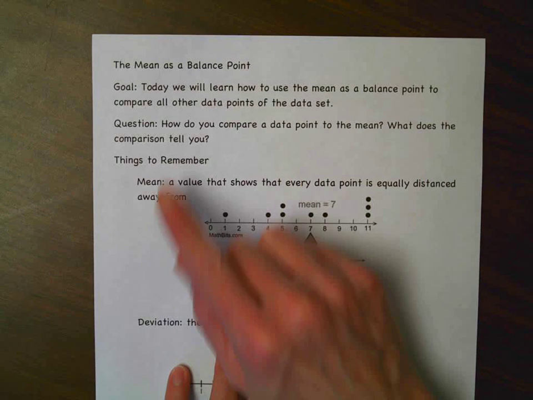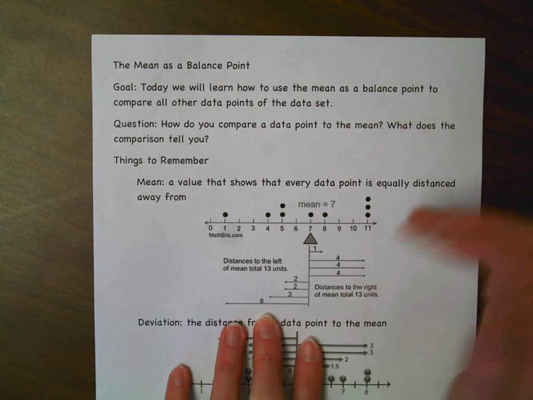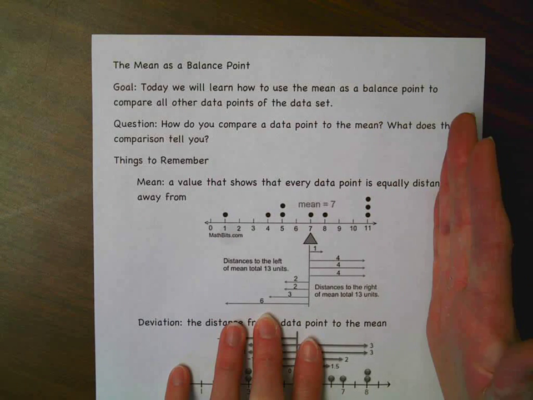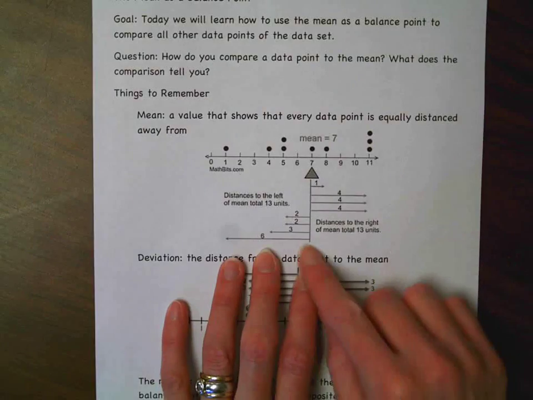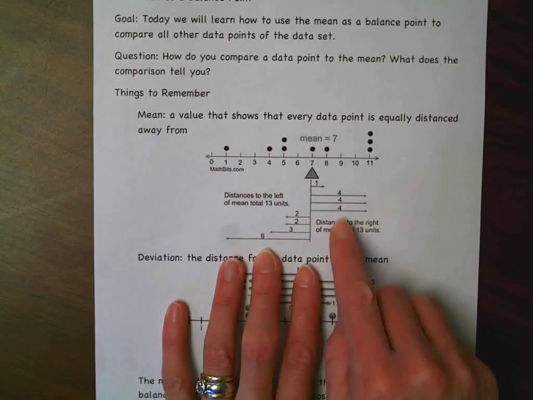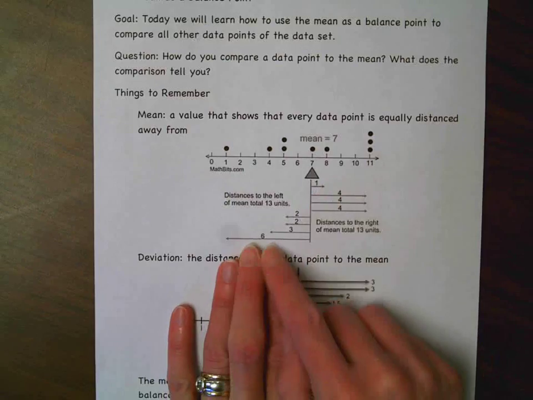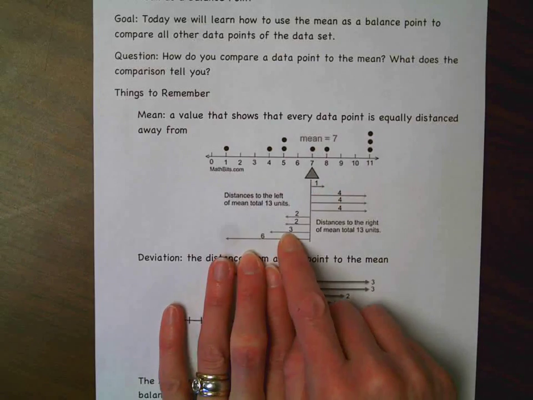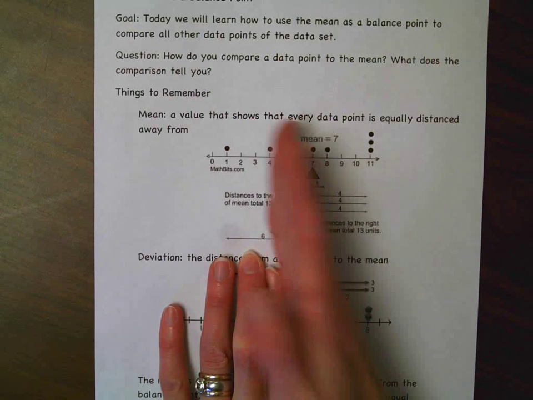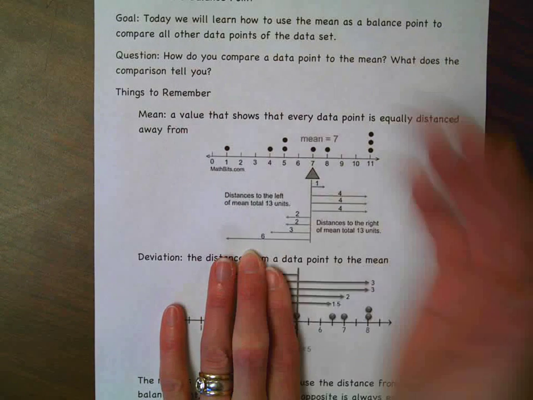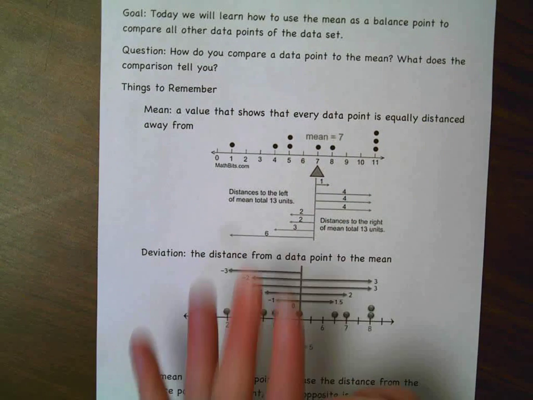So what you need to know about finding the comparison between each data point and the mean is it tells you the distance away from the mean, okay? And the other cool thing, if you look at this, is if you added all these together, 4 plus 4 is 8, plus 4 is 12, plus 1 is 13. And then you have 6 plus 3 is 9, 9 plus 2 is 11, and 11 plus 2 is 13. So that's kind of cool because these are 13 units away, and these are 13 units away.